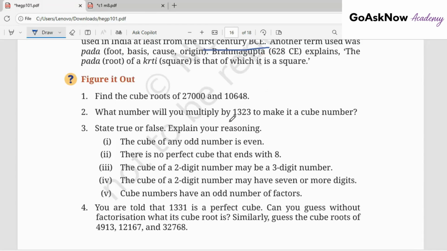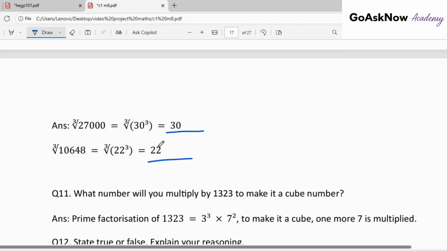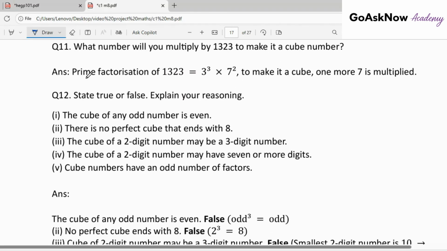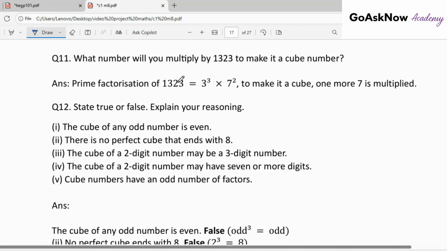What number will you multiply by 1323 to make it a cube number? Now, the prime factorization of 1323 is equal to 3 cubed times 7 squared. To make it a cube, one more 7 is needed. We have to multiply by one more 7.